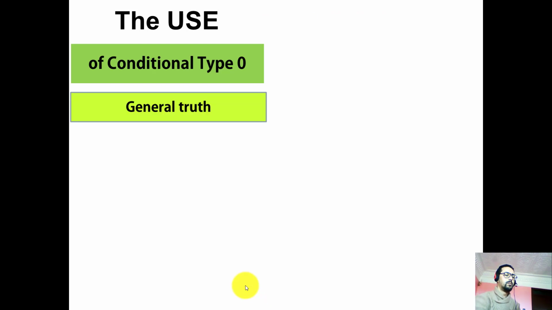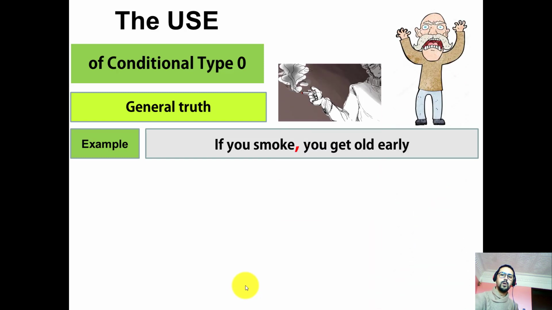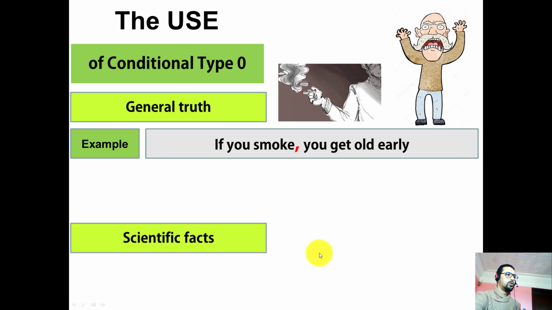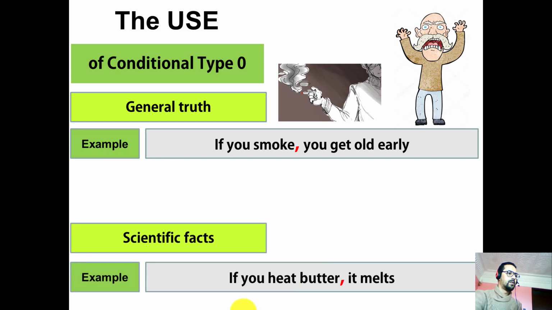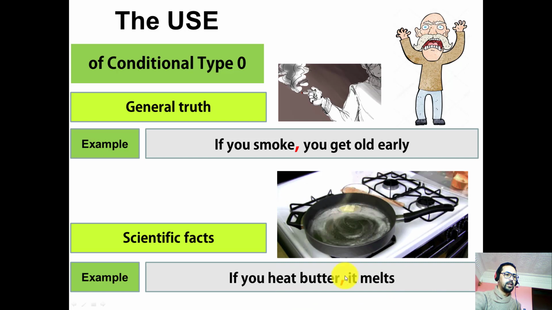Great. So the use of conditional type 0, we use conditional type 0 to talk about general truths, حقائق عامة. For example, if you smoke, you get old early. If you smoke, you get old early. And we use it as well to express scientific fact. For example, if you heat butter, it melts. If you heat butter, it melts, right? So this is the only result we get.